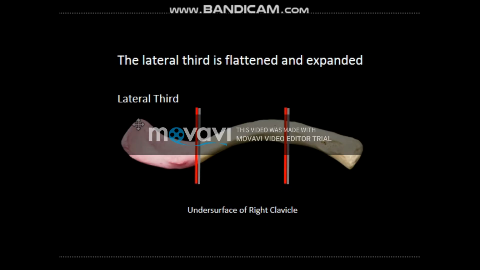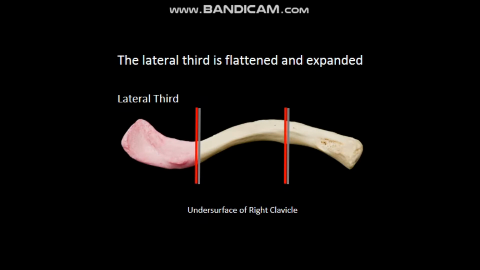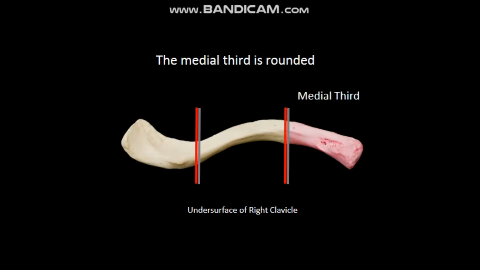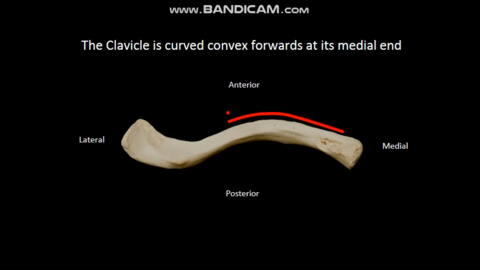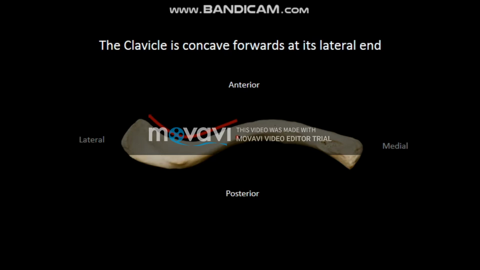The clavicle is divided into thirds along its path, meaning three parts. The lateral third, the mid part, and the last one is the medial part, which articulates with the sternum, that is, the manubrium. The clavicle is curved convex forwards at its medial end, and concave forwards at its lateral end.